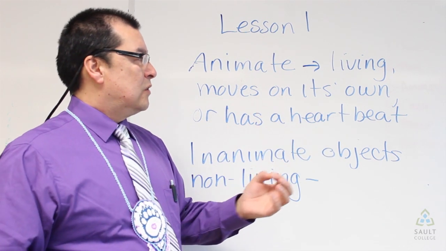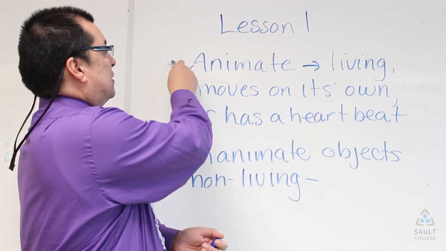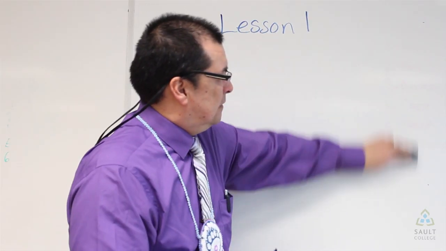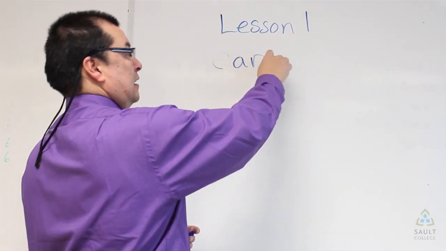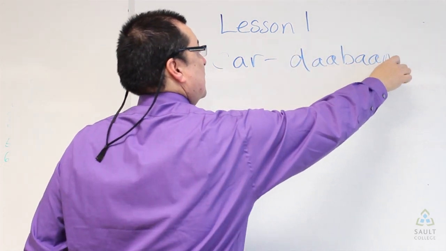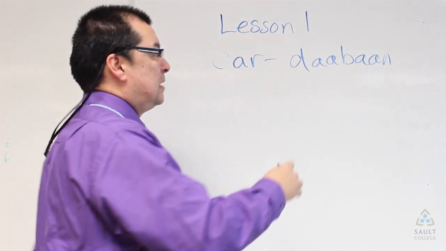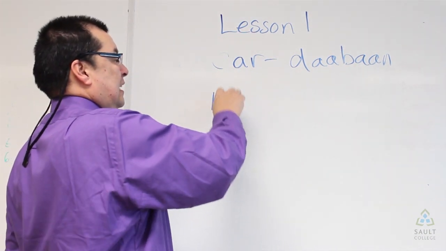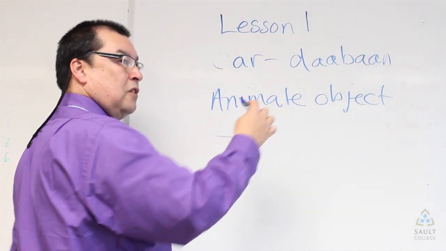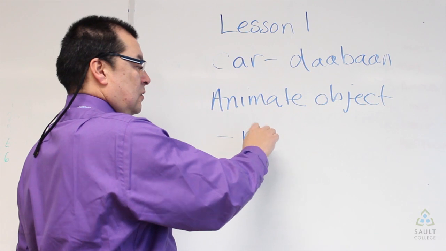In the Anishinaabe language, for example, when we talk about animate objects, believe it or not, the word for car in the Anishinaabe language is da-ban. And for the Anishinaabe, a car is considered to be an animate object, because it falls within that definition: it moves on its own.